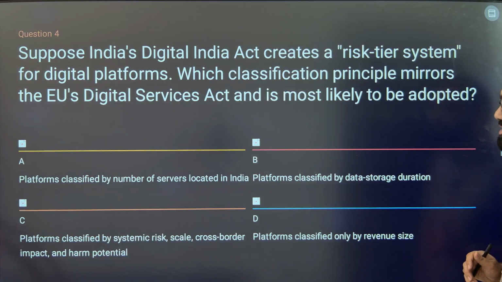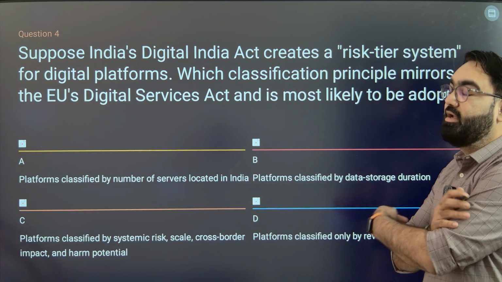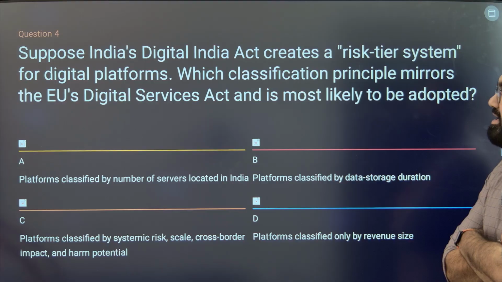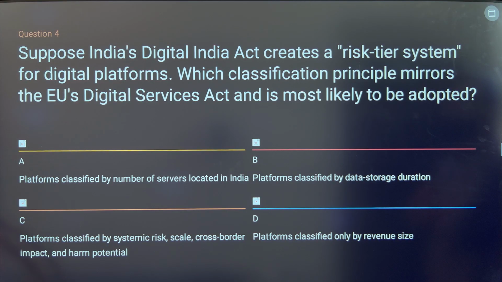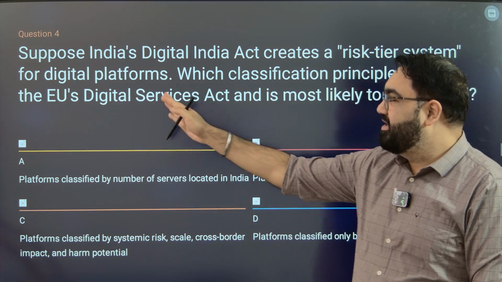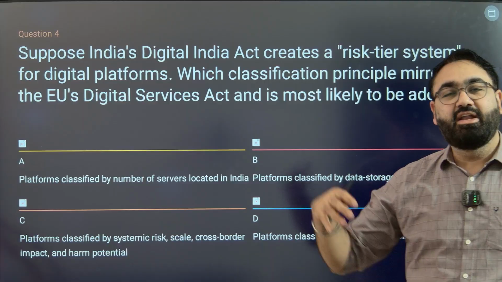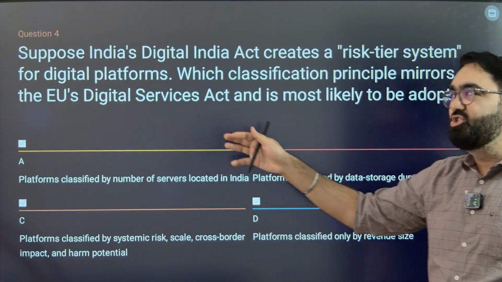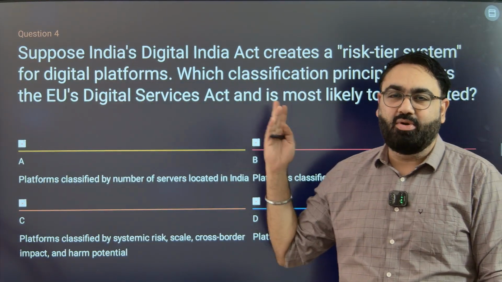Moving on then to question number 4. Suppose India's Digital India Act creates a risk tier system for digital platforms. Which classification principle mirrors the EU's Digital Services Act and is most likely to be adopted? So basically what they're asking is, the EU already has a Digital Services Act. If India also does such an act, which of these provisions will most likely come to India as well?